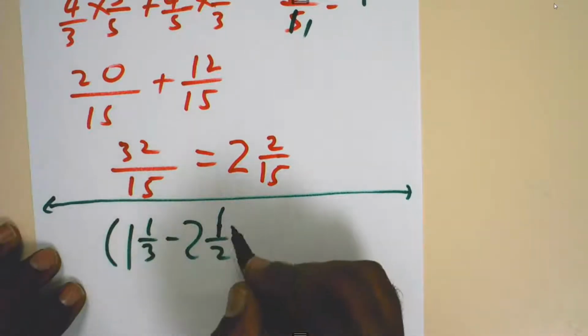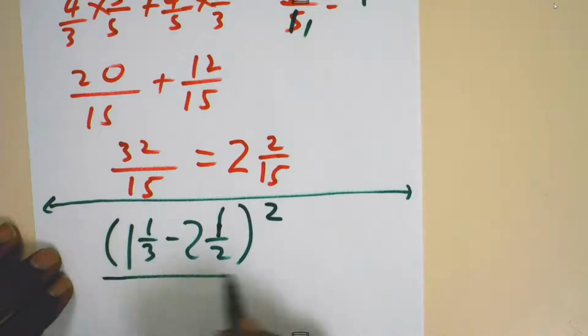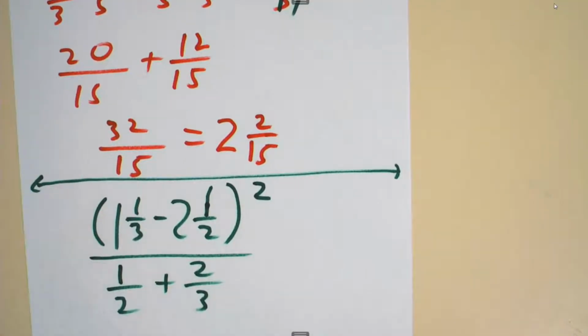1 1/3 minus 2 1/2, everything squared, over 1/2 plus 2/3. One thing that you have to remember is that maths is a step-by-step process.